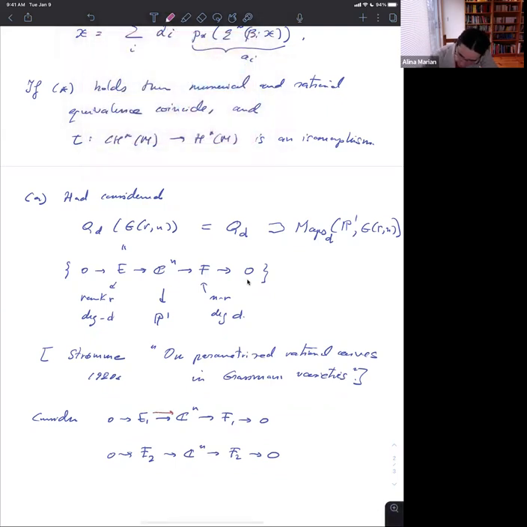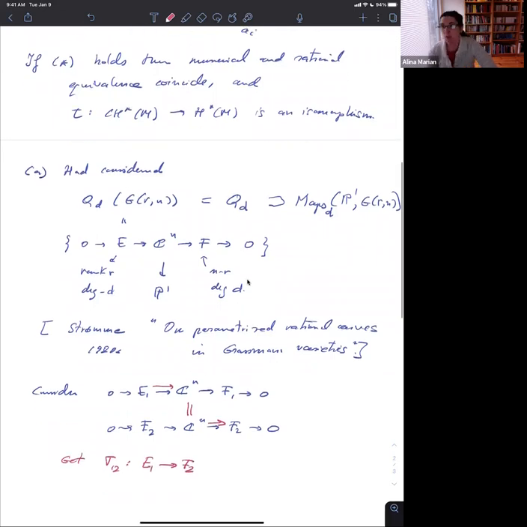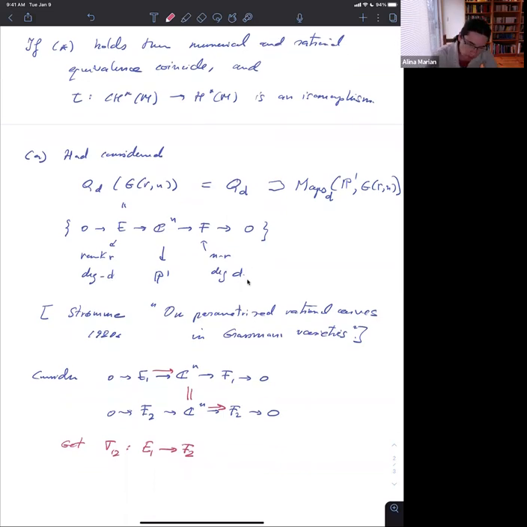What you can do is use the first inclusion of E1 into C^N, and then use the second surjection onto F2. This gives completely naturally a morphism, sigma 1,2, from E1 to F2. And this homomorphism is zero exactly when the two points of the quot scheme coincide, when you're talking about the same quotient. So it's a homomorphism which is zero if and only if the two sequences coincide.